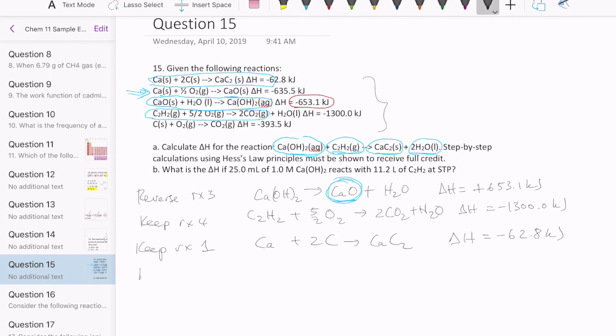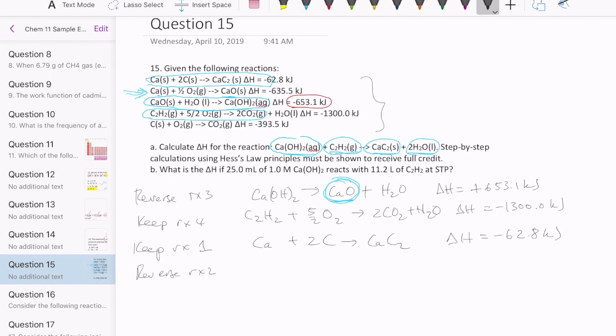I'm going to reverse reaction 2. So if I do that, I'm going to have calcium oxide goes to calcium plus 1/2 O2. My delta H would be the negative of the value in reaction 2, which means that it will be positive 635.5 kilojoules. And you see that what that allows me to do is have CaO on this side and CaO on the opposite side for the first one. That would cancel out later on, which is what we're looking for in this case, since we don't have CaO in our target equation.